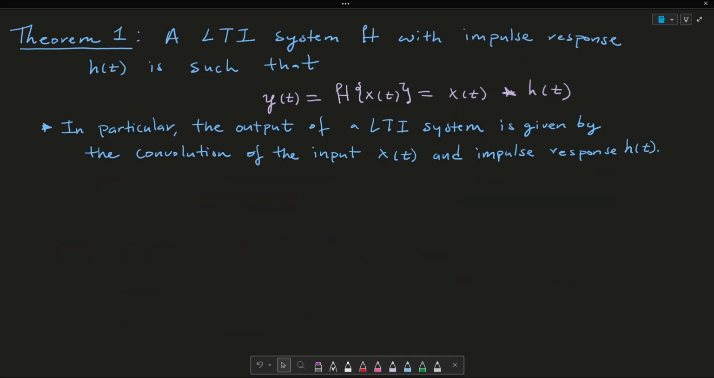To continue with our proof to eventually get the eigenfunction of a continuous time LTI system, which is the point of the video, we need to consider this theorem, which I will call theorem 1.